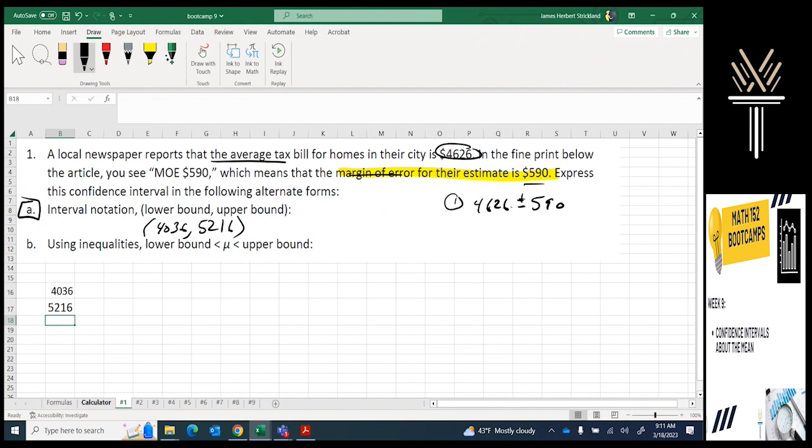That's the whole point of a confidence interval. Find your error and then add and subtract from the center. Kind of like what we do with the usual range.